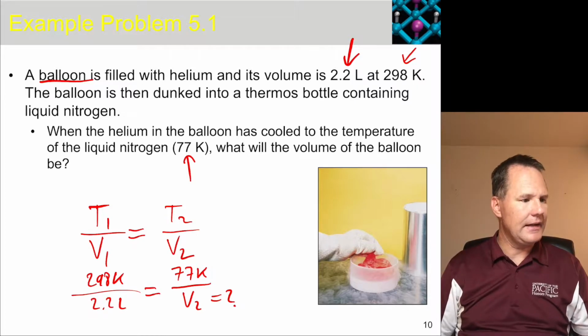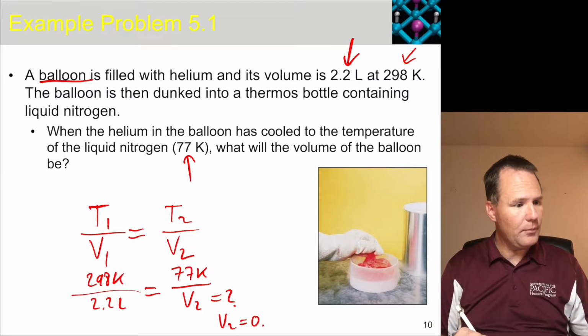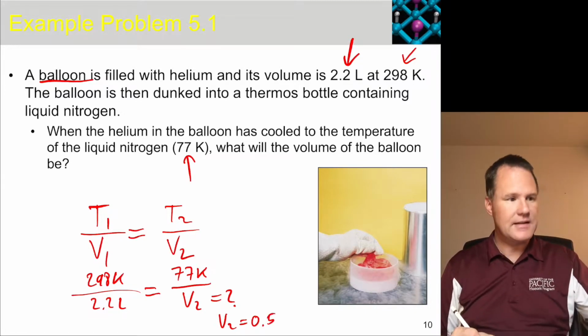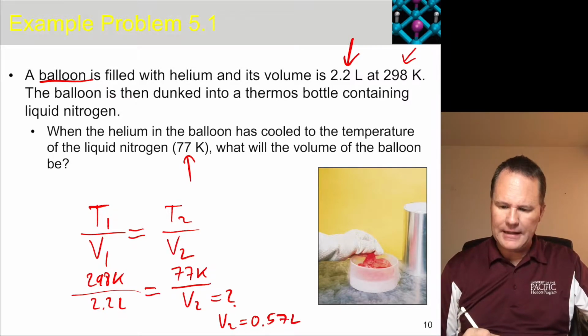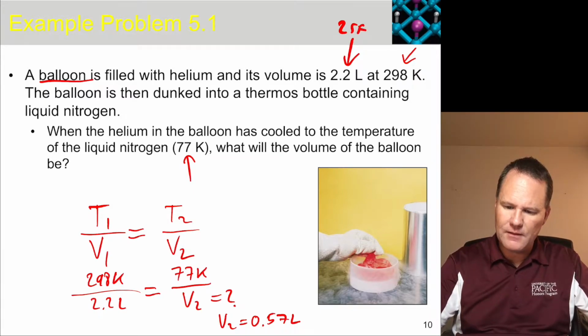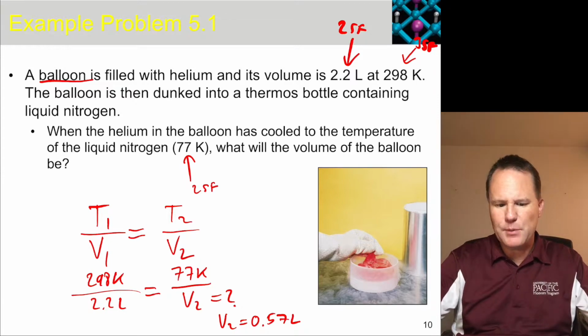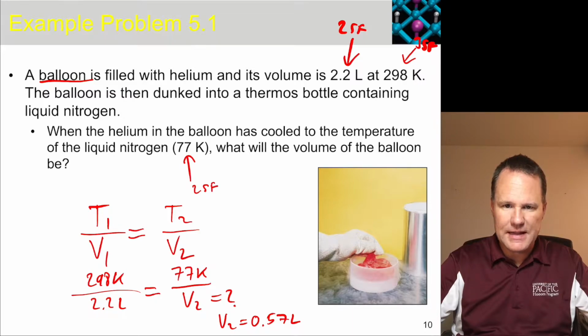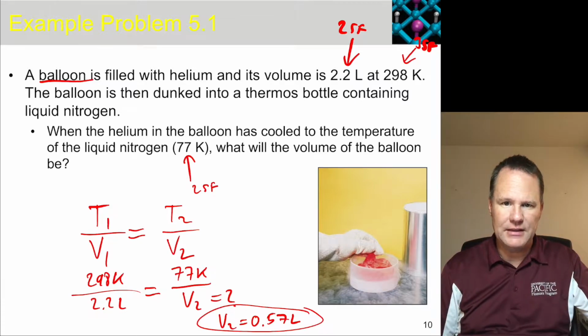And so what I get is the new volume is 0.57 liters, if I can read it well. And then how many sig figs should I have here? Well, this is 2 sig figs, right? This guy here is 3 sig figs, and then this number here is 2 sig figs as well, right? And since everything was expressed in kelvins, we didn't have to do any conversion between Celsius and Kelvin at all, so we can just use it directly, and the answer is 0.57 liters.